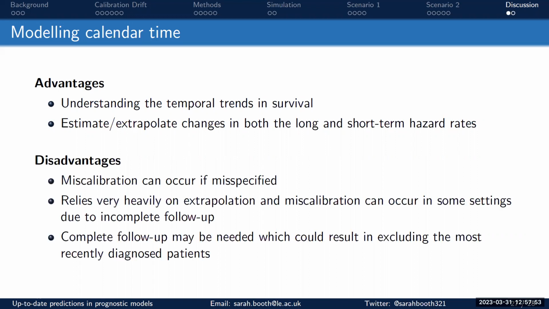But the disadvantages are that miscalibration can occur if it's misspecified. And so I do think you'd have to be really careful about how you assess the assumptions and how you're actually modelling calendar time. And it also does rely very heavily on extrapolation. And if you have some quite complex forms, so you're including time-dependent effects, sometimes there are these weird extrapolations that happen because you just don't have much follow-up data that you're basing it on. So to try and get around this, you might say, I just need complete follow-up time for everybody in this model, but then you'd end up excluding your most recently diagnosed patients. So your model would be more stable, but you'd end up excluding your most recent people. So it would be even more out of date.